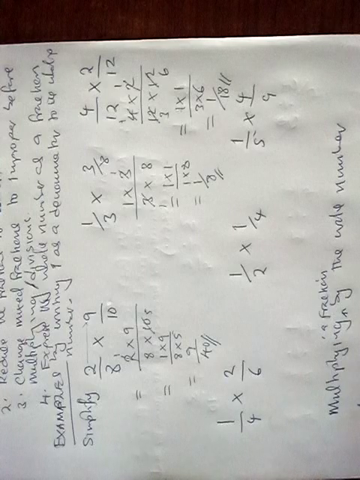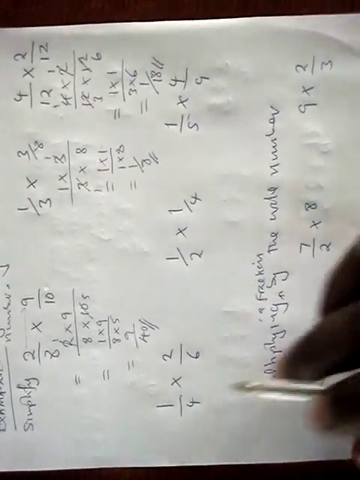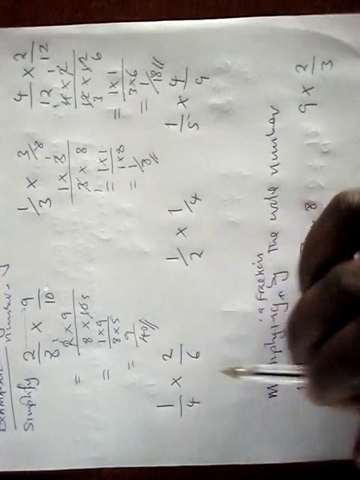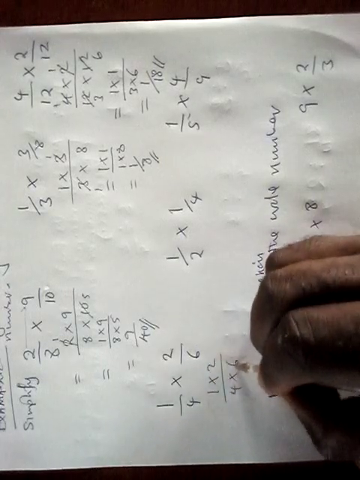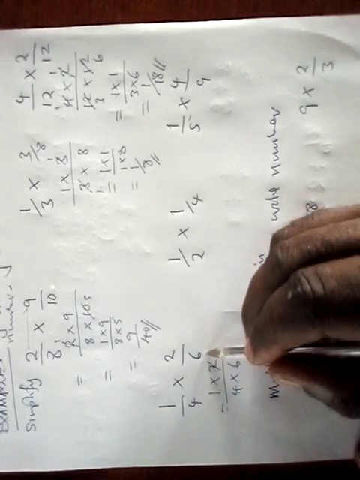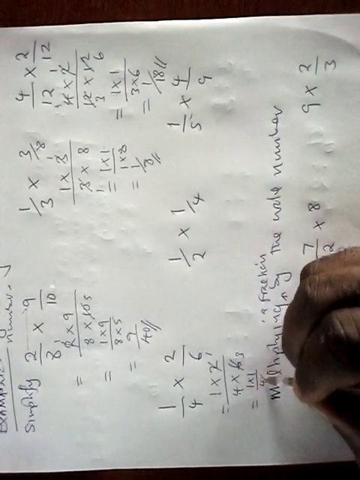Please follow clearly, watch the video several times, pause the video so that you know what is happening. Then we have this one, 1 times 2 over 4 times 6. Okay, so here we can reduce. I'm targeting the bigger number 6. So 2 into 2, 1, 2 into 6, that is 3. So I've got a new fraction, 1 times 1 over 4 times 3.